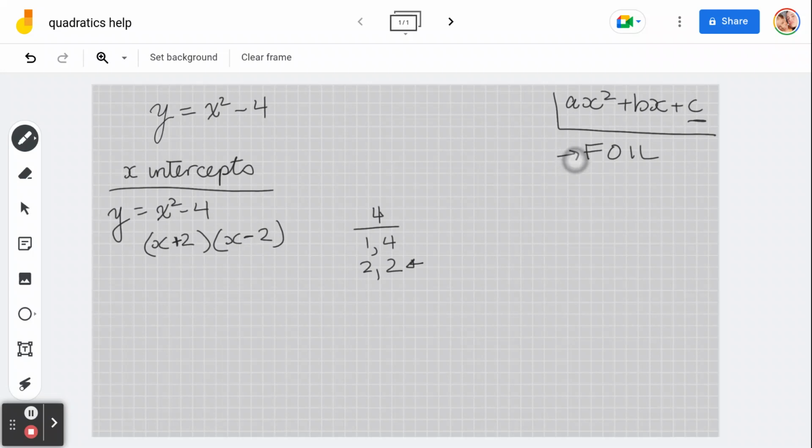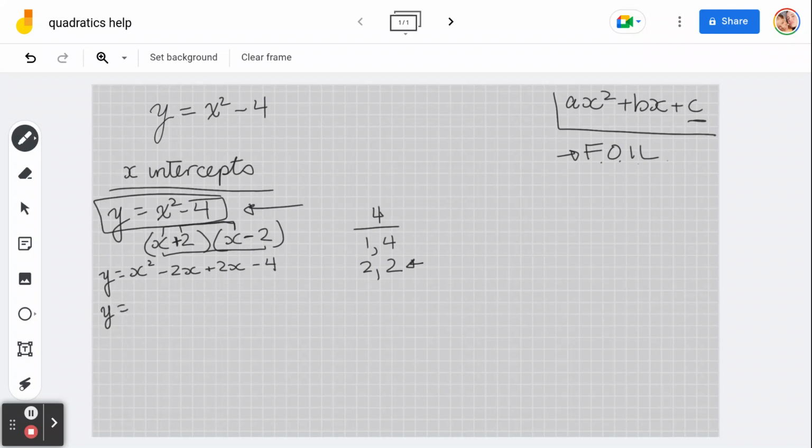Let's use FOIL to prove it. Here we're going to do our first terms. I'm going to show that when I use FOIL, I get this equation here. So we have x squared, and then our outside terms, which is negative 2x, and our inside terms, which is positive 2x, and then our last term, which is negative 4. Then this is y equals.